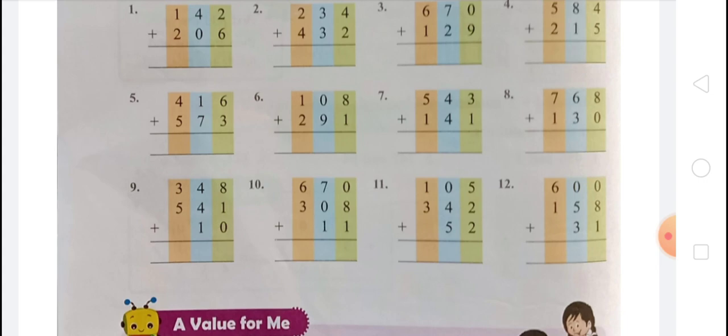670, 308 and 11. First we have to add ones places, that are 0, 8 and 1. 0 plus 8 equal 8, and plus 1 equal 9. And we can say that 0 ones plus 8 ones plus 1 one equal 9 ones.